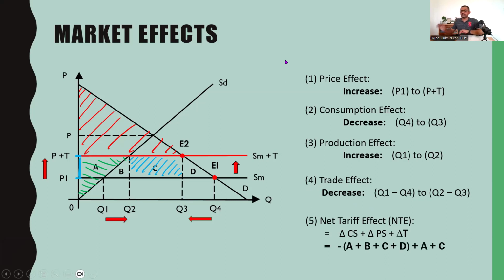So what we end up with is this. Okay. So do you see what I see? What do you see? Minus A plus A gets cancelled off. Minus C plus C gets cancelled off. What is left? B and D negative values. They are the net tariff effect. Essentially, this is the DWL, dead weight loss. Dead weight loss. Get it?